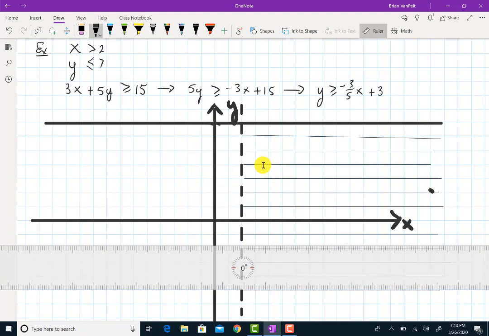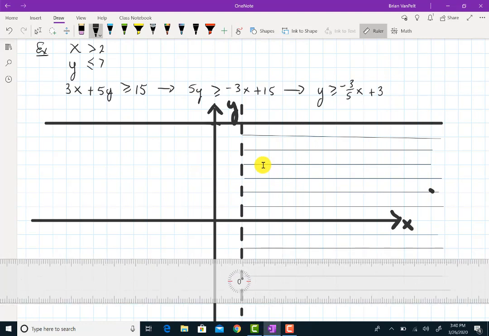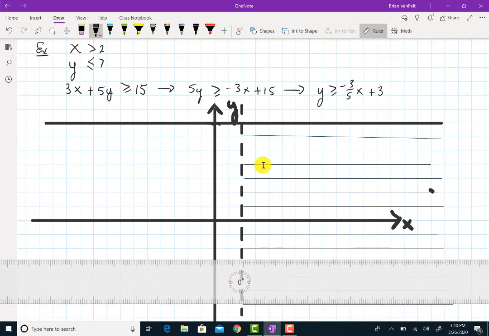The application of these graphs, unfortunately, we're not going to cover them in this class, but you'll use them for things like what they call linear programming and things of that nature. Now, let me go ahead and graph this line right here. It's a solid line because of the greater than or equal.